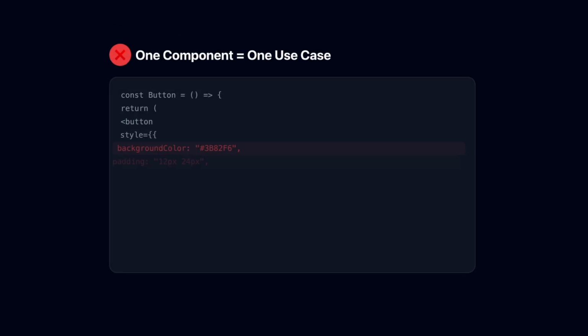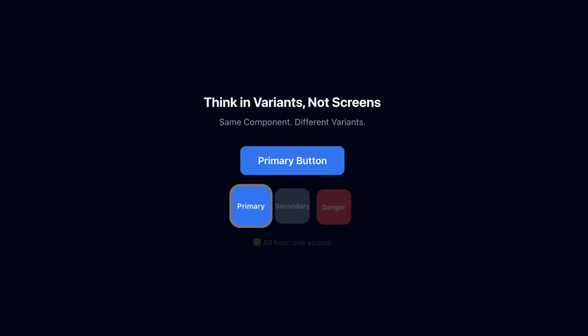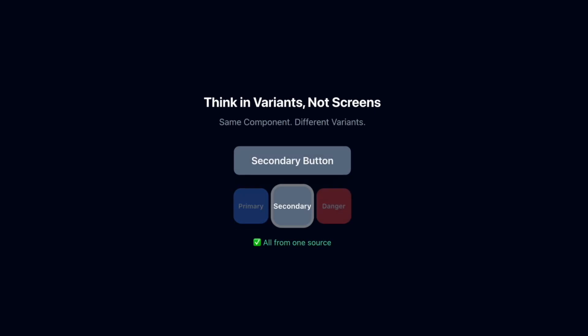Biggest mistake is designing components for one screen: hard-coded colors, fixed spacing, and zero flexibility. Good reusable components are built using variants. Same component, different roles. Primary, secondary, danger, all from one source.